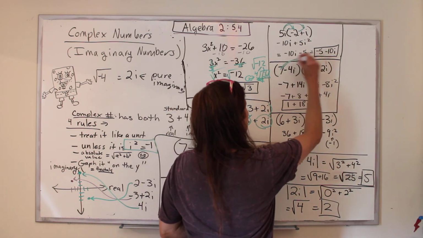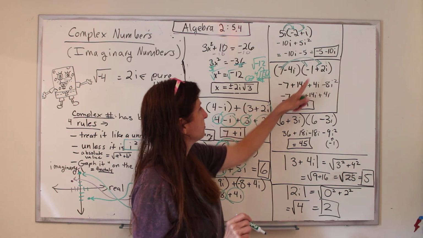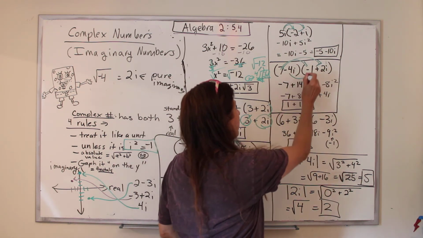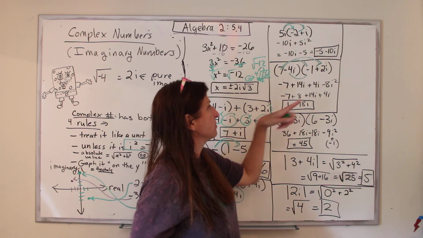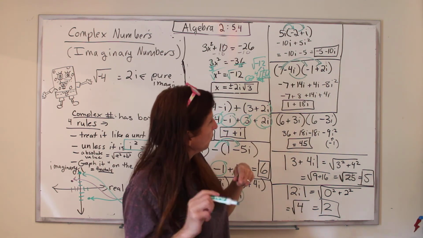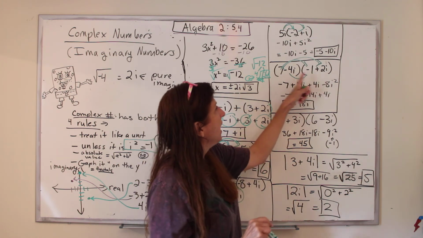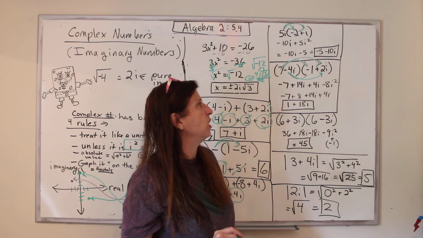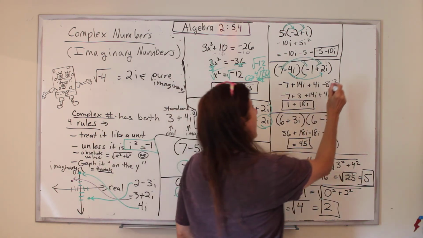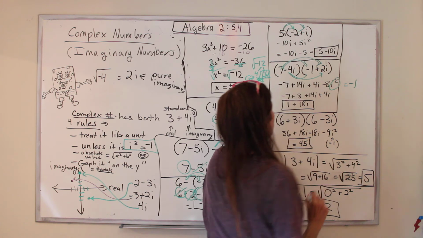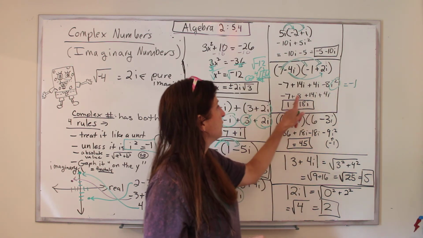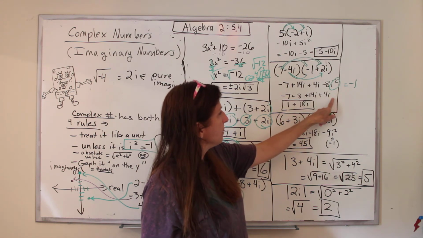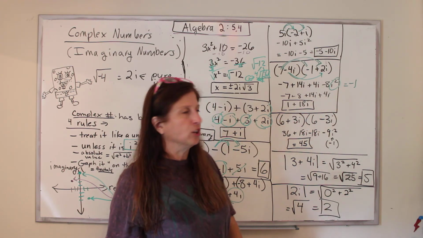This one, we multiply. 7 times -1 is -7. 7 times 2 imaginary is 14 imaginary. -4 imaginary times -1 imaginary is 4 imaginary. 2 negatives make a positive. And -4 imaginary times 2 imaginary is -8 imaginary squared. But wait, imaginary squared equals -1. So a negative and a negative is a positive. -7 plus 8 is 1. 14 imaginary plus 4 is 18 imaginary.